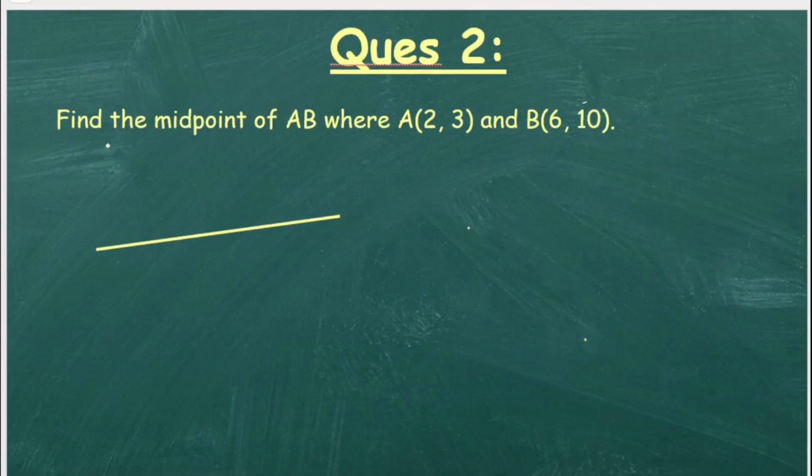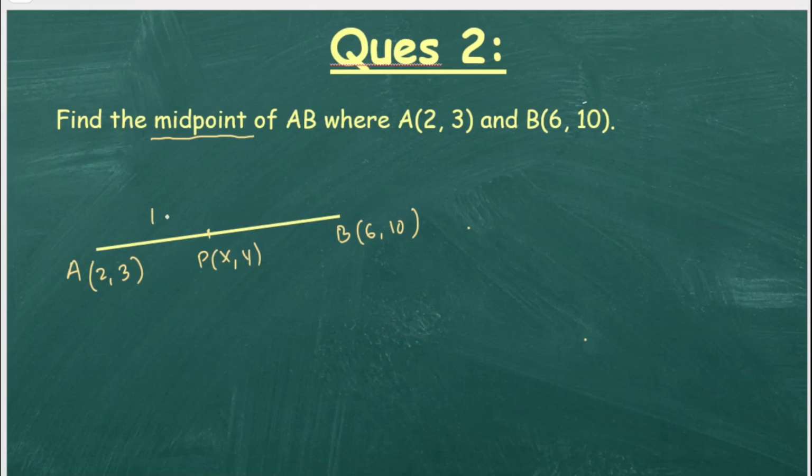The next question is, find the midpoint of AB where A is (2, 3) and B is (6, 10). So let's write over here A is (2, 3), B is (6, 10), and there is a point P whose coordinates are (x, y), which we need to find. And notice the word, it's midpoint. Midpoint means this point P is dividing AB in the ratio 1 is to 1, because it lies exactly in the middle. So the ratio will be 1 is to 1.